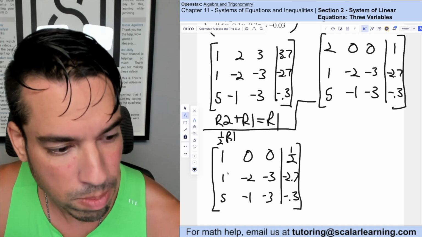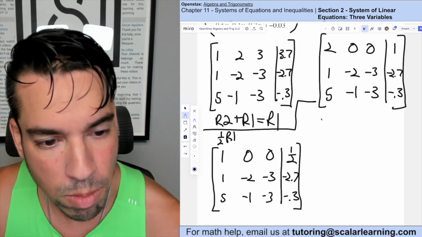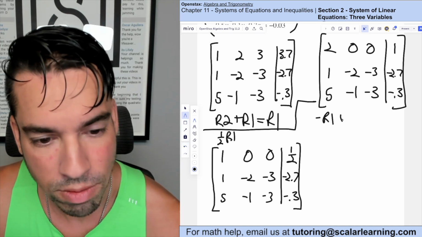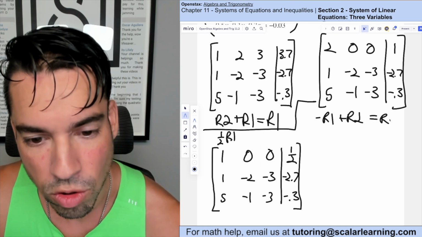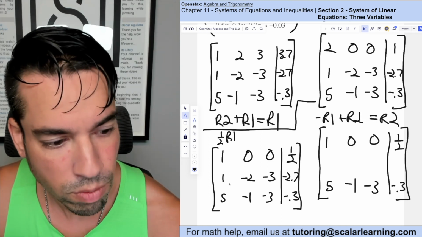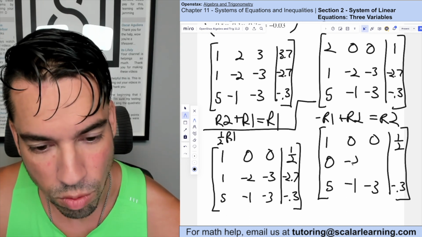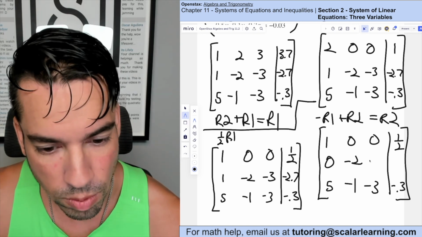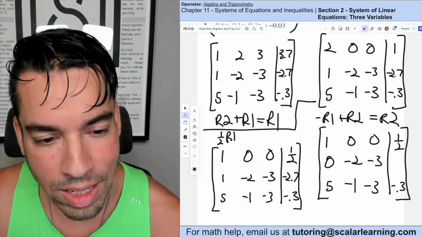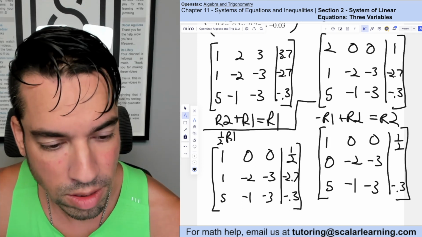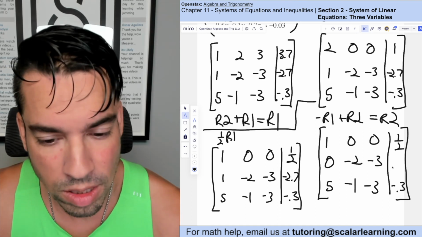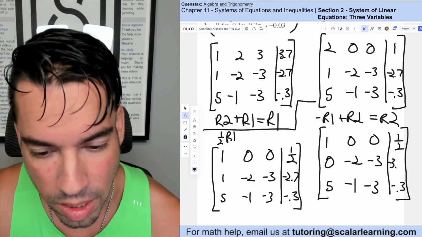Okay, now let's flip this to 0 next. So I'm going to multiply row 1 by a negative, simply add it to row 2 to get our new row 2. Let's write that out. So we got -1 plus 1 is 0, -0 plus -2 is just -2, right? Negative times 0 is still 0, so we got -3. And then -1/2 plus -2.7, that's like -0.5 plus -2.7, so we'll keep that in decimal form, -3.2.